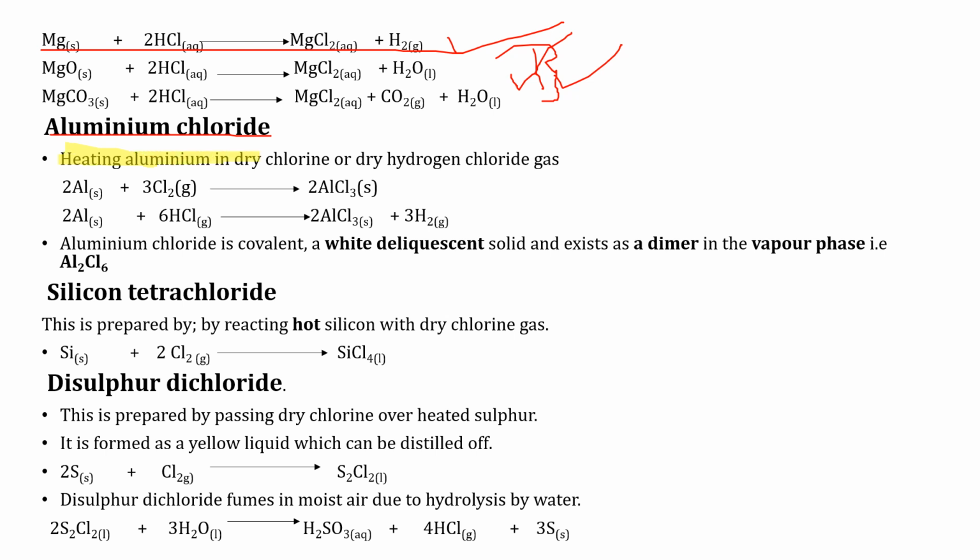Whenever you are heating, the gas is always going to be dry. That's why we are saying that heated aluminium is going to react with chlorine from its respective chlorine. And if it reacts with hydrogen chloride, we shall form the same product, which is aluminium chloride, but we shall be left with hydrogen. So that's why we add hydrogen on this side.